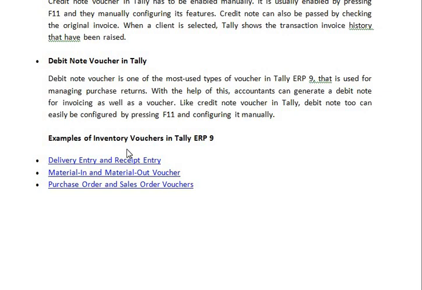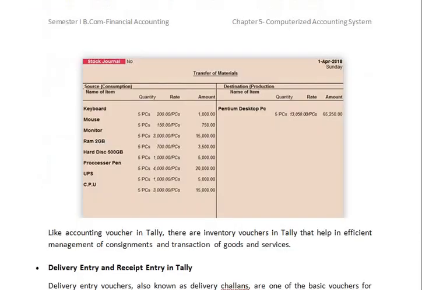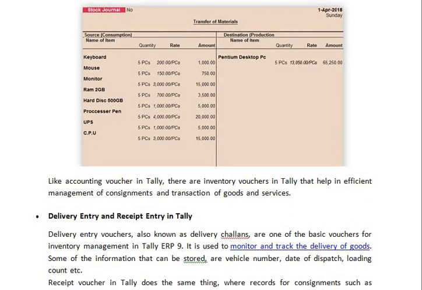Next we'll go to inventory vouchers. In the inventory vouchers, we have a delivery entry, a receipt entry, material in and material out voucher, purchase order, and sales order. This is how these kinds of vouchers look. Here are the delivery entry and receipt entry.